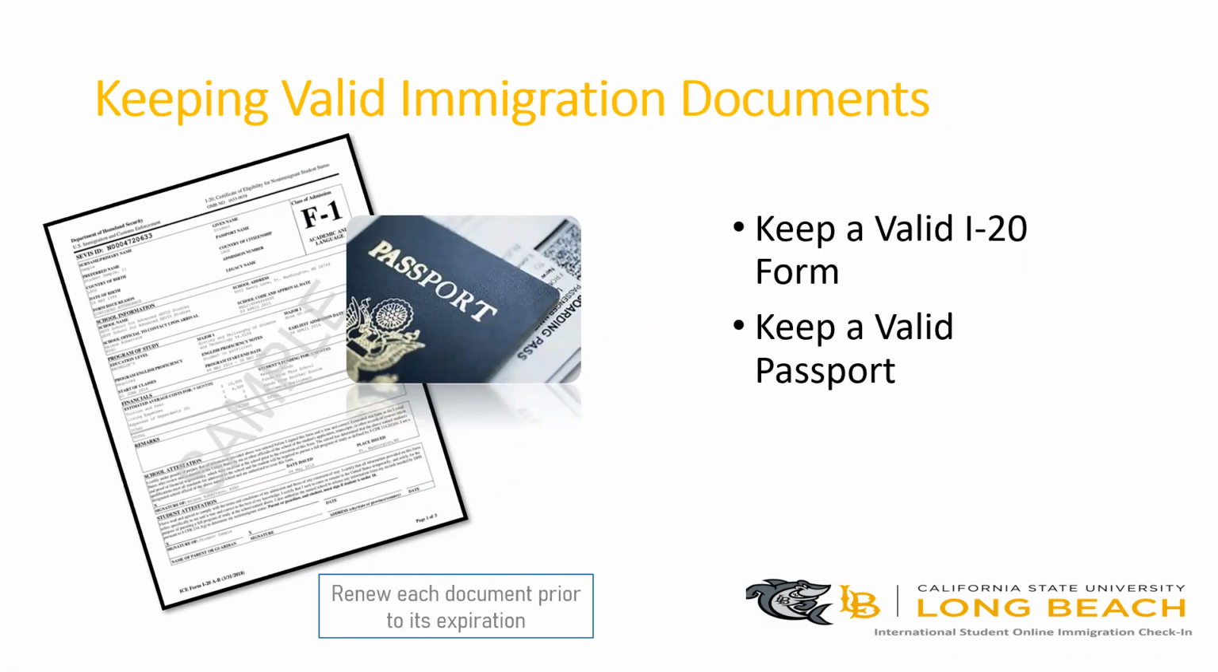Keeping valid immigration documents. An international degree-seeking student must be aware of the expiration date on their I-20. If the student cannot complete their degree by the program end date on their I-20, the student must make an appointment with an international student advisor to request the program extension before the I-20 program end date. Passport. You must have a valid passport for at least 6 months to re-enter the U.S. Renew your passport 6 months prior to its expiration date.